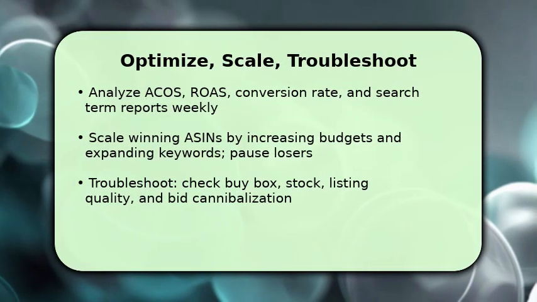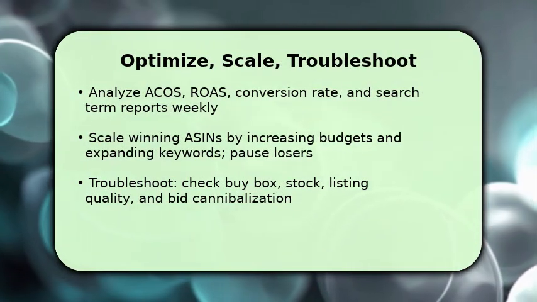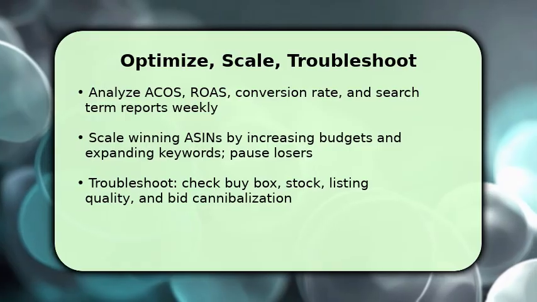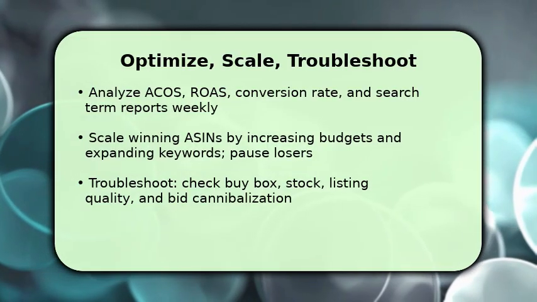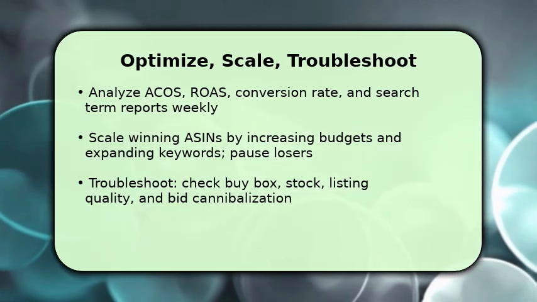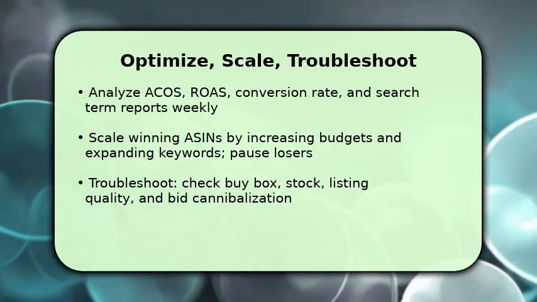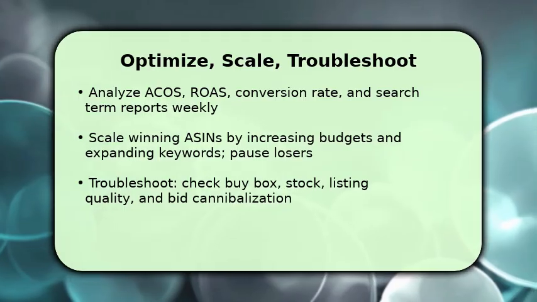You finish by shifting from setup to continuous optimization. Review ACOs, ROAS, conversions, and search term reports every week to spot trends. When a campaign or ASIN performs, scale budgets incrementally and broaden keyword match types. When it underperforms, reduce bids or pause.